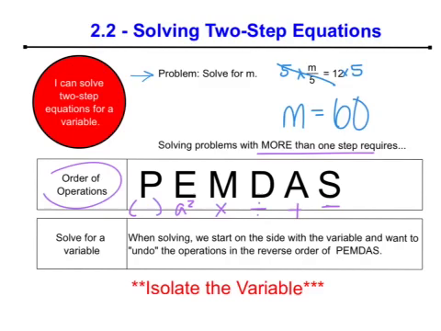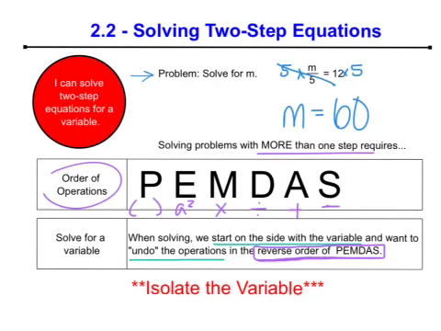And when we solve for a variable, though, we need to start on the side with the variable. And so start on the side with the variable, and then you want to undo the operations. And here's where it's really important. You work in the reverse order of PEMDAS, or the reverse order of the order of operations. And so if I was you, I would be highlighting this in Notability or on the paper in front of you, because that's really important that we work backwards.